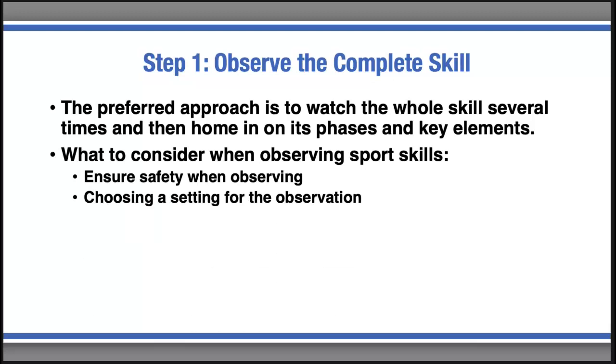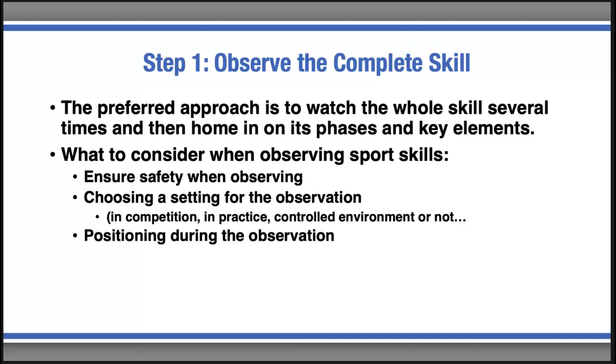Then you want to choose a setting for the observation. So are you going to work in a 40 mile an hour wind outside for somebody's jump shot? Probably not. You'd probably try to find a good, controlled environment, as best you can, for that observation. Is it going to be in competition or during practice time? I like the controlled environment if possible when I'm trying to analyze somebody's sport skills.